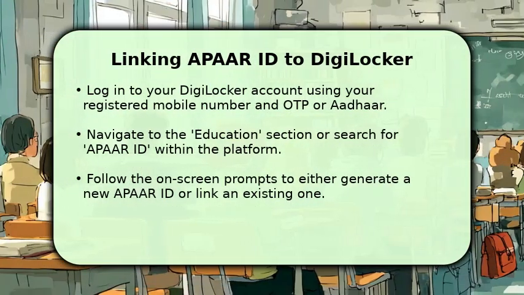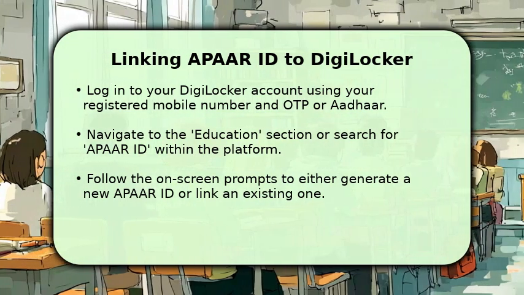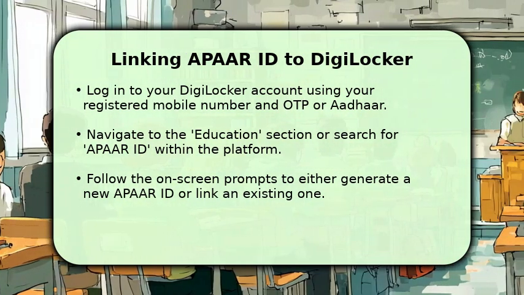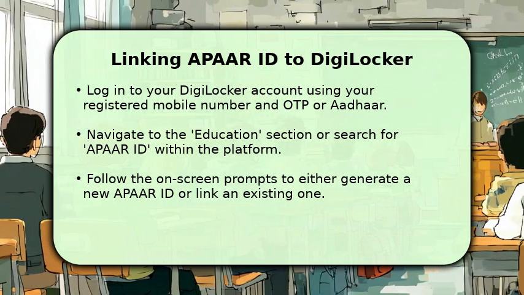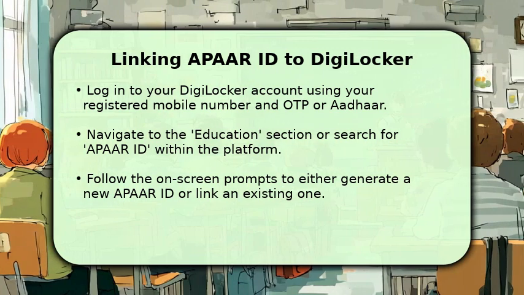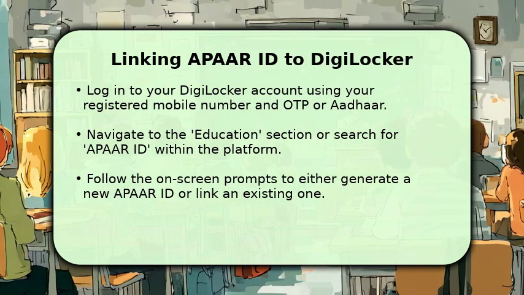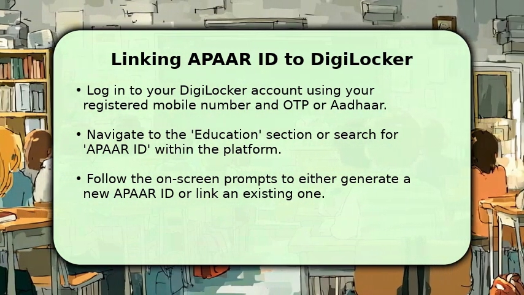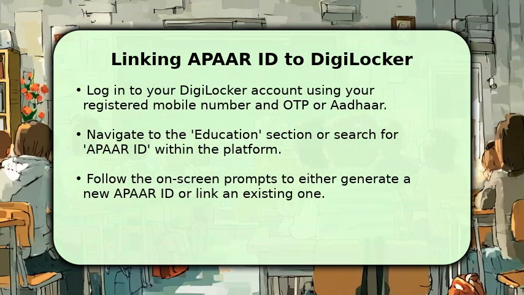To link your APAAR ID, first, open the DigiLocker application or website on your device. Log in securely using your registered mobile number and the one-time password, or your Aadhaar number. Once inside, locate the education category or use the search bar to find APAAR ID.